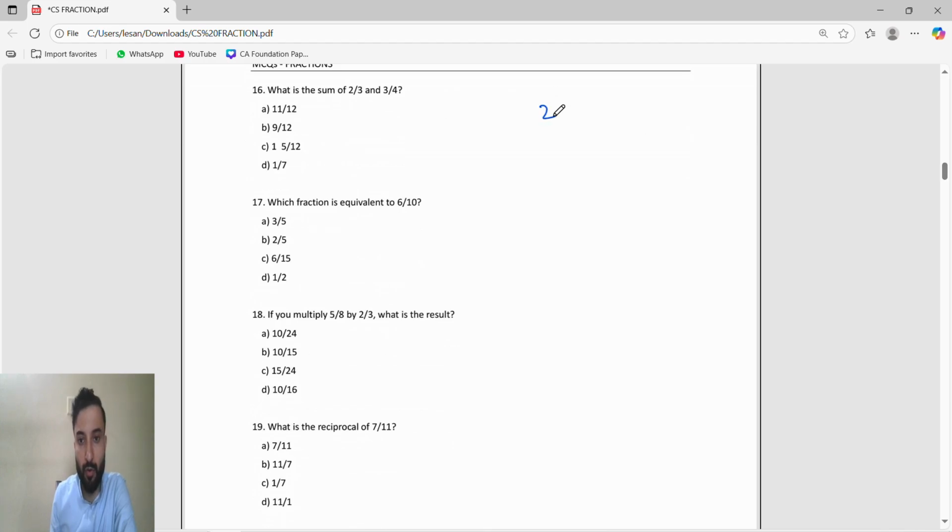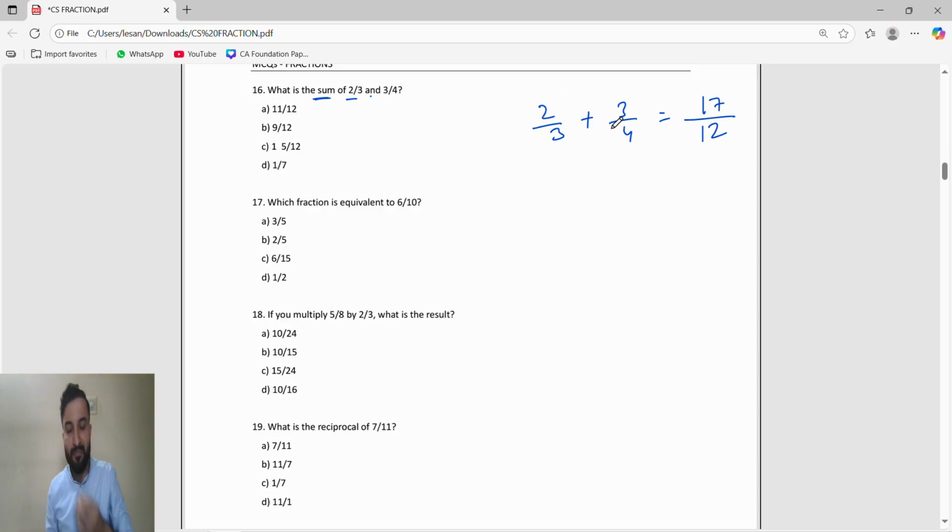Again, what is the sum of 2 by 3 plus 3 by 4? So multiply the denominator, 3 for the 12, then cross multiply, 4 to the 8, 3 3 the 9, 9 plus 8, 17, 17 by 12, 17 by 12. What is the sum? Sum of 2 by 3 and 3 by 4. So LCM method means 3 for the 12.